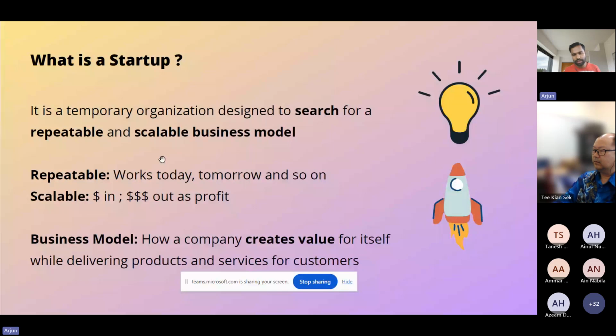That's why it is very essential to understand what a startup is. So basically, a startup is a temporary organization designed to search for a repeatable and scalable business model. A business model is nothing but how the company creates value, basically how the company makes money while delivering products and services for customers. So for example, let's take the Casio watch. What is the business model of this Casio company? Basically, Casio develops watches, both digital watches and smart watches.